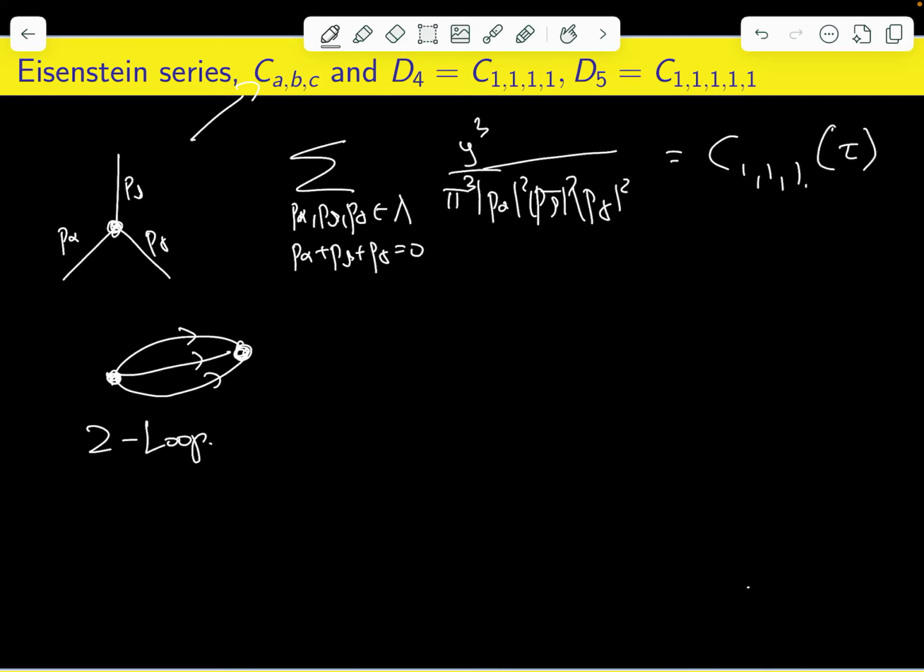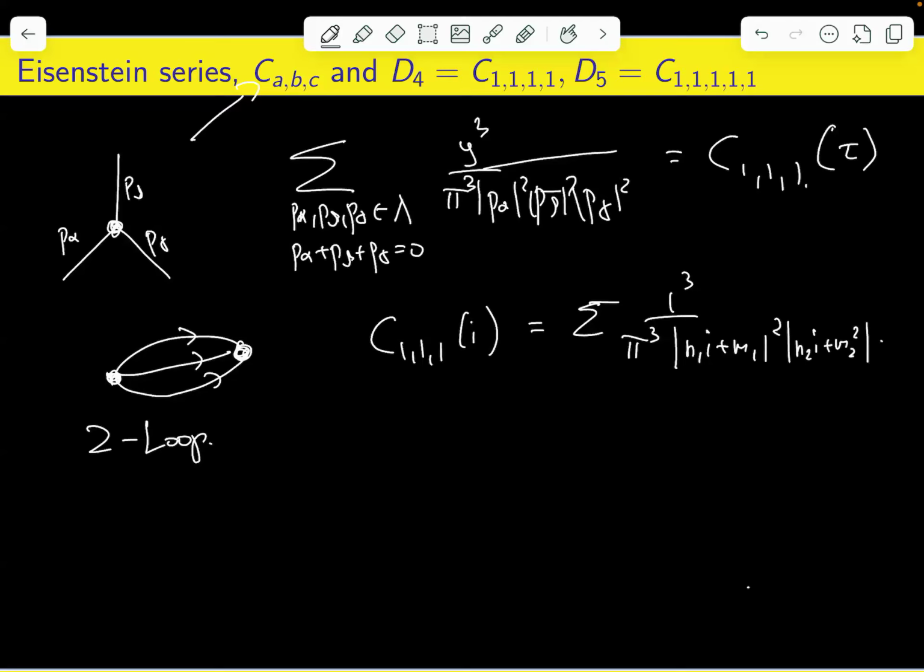Now let's put tau equals i. C111 of i. Now what you have is a sum. Here you have y cubed over pi cubed, and here you have (n1 i plus m1) squared and (n2 i plus m2) squared times (n3 i plus m3) squared.